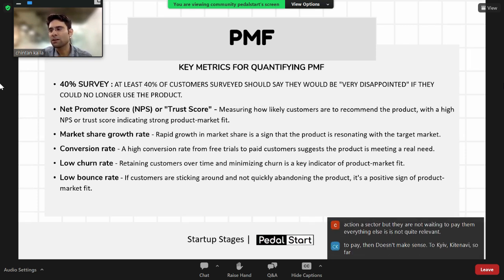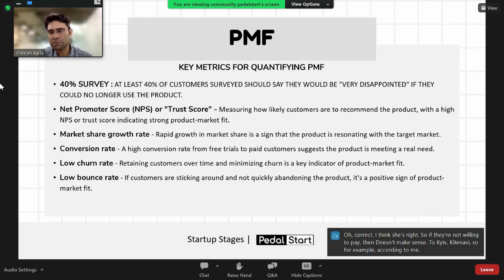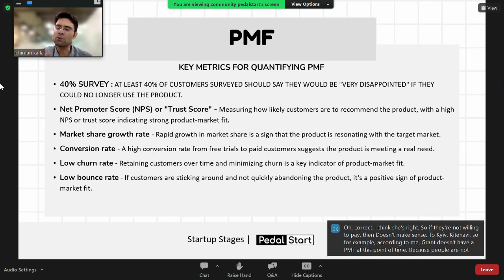So for example, according to me, Cred doesn't have a PMF at this point of time because they're not able to monetize. Despite having high revenues, they don't get the kind of return they would have wanted from acquiring these customers, having high credit scores and being among the top 1% in the country. They've not been able to monetize them beyond a certain extent, but ideally, what should happen is not really there. Despite starting in 2000.